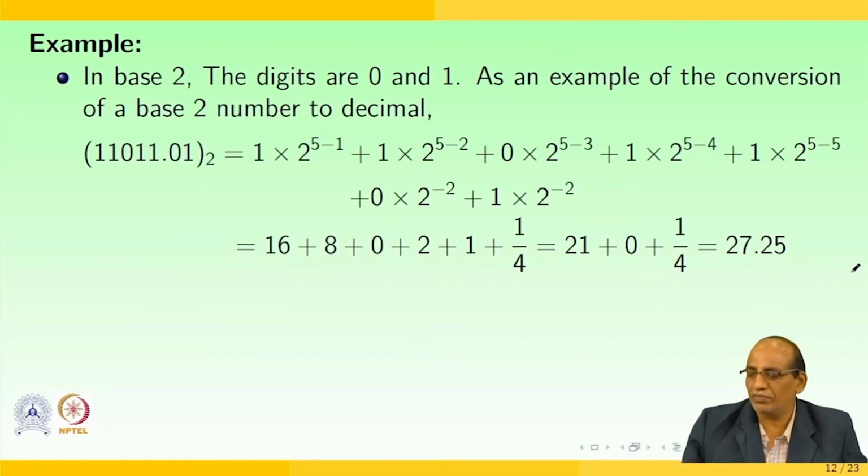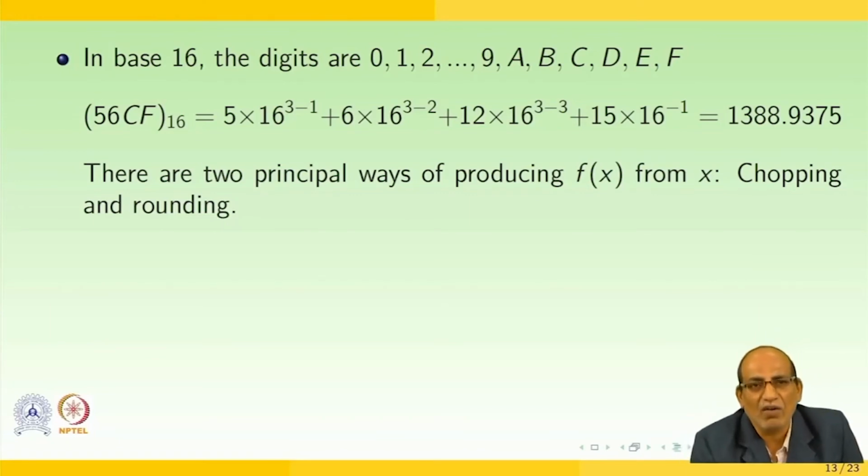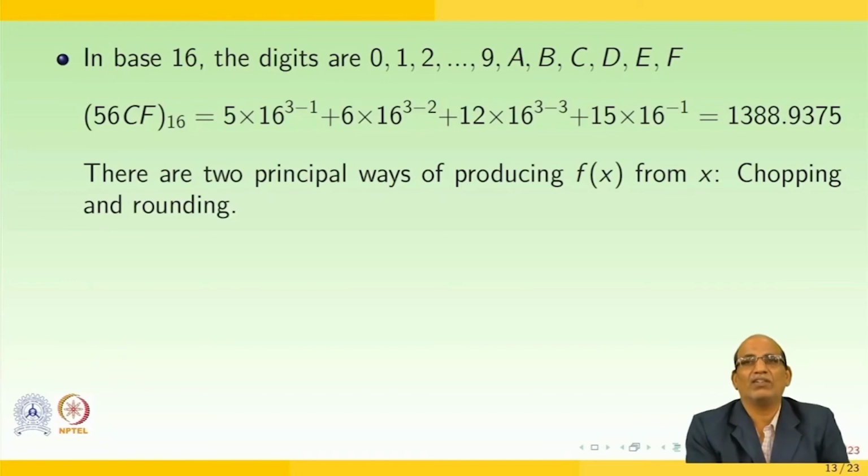Let's look at another example. For example, if you are looking at base 16, the digits are 0, 1, 2, etc., 9 and A, B, C, D, E, F. So you see how 56EF in base 16 is converted into decimals. That is, you get 1388.9375.